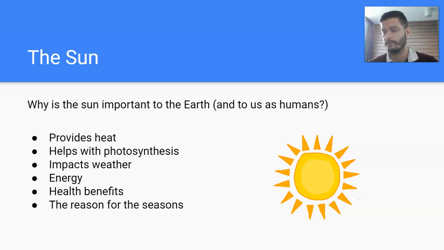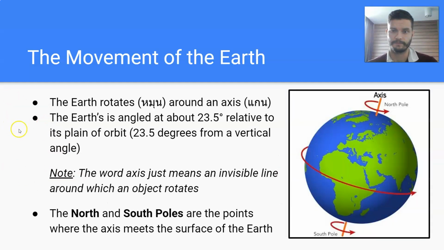I know, just personally, I like to see the sun shining in the sky. I like to see a nice blue sky and the sun shining. It helps my mood. And the sun is also the reason for the seasons. We will talk more about that in our next lesson. Okay, so let's continue here.